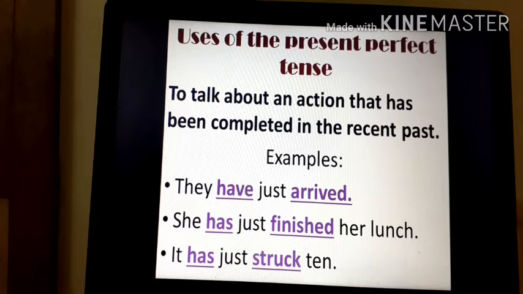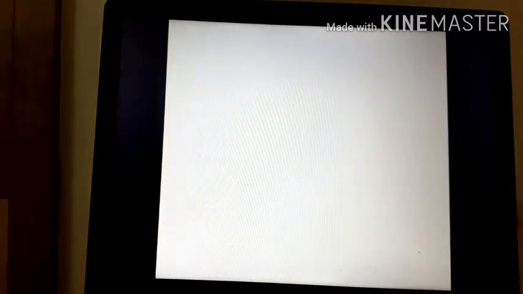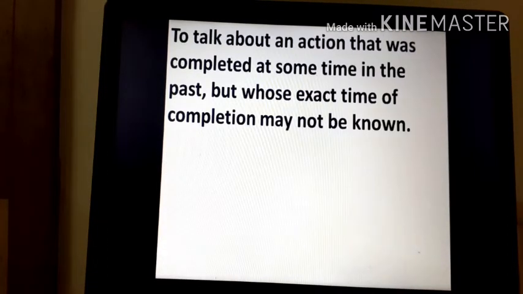So we can see that the arriving of the persons, finishing the lunch and the clock striking 10, these three actions have just been completed in the recent past, and thus we have used present perfect tense. Present perfect tense is also used to talk about an action that was completed at some time in the past, but whose exact time of completion may not be known.